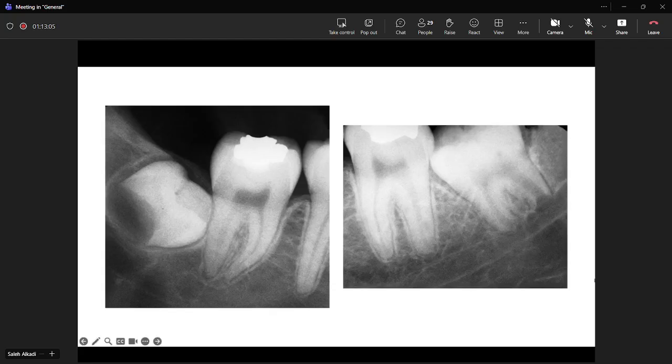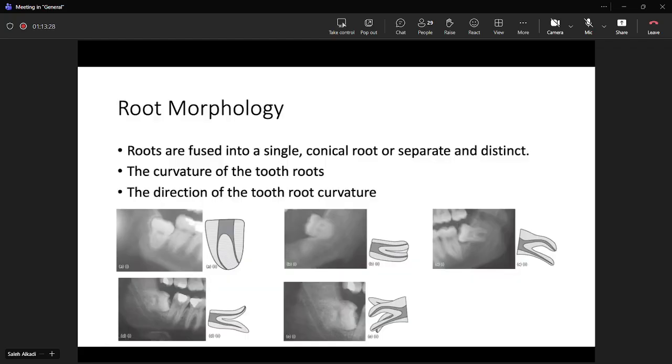Here is an example. If you look at the left-hand side, you can see this is less than 1/3 root formation completion. So this is not advisable to extract. While here, if you look at the right-hand side, this is around 1/3, but not 2/3 completed root formation. So this creates a favorable extraction if you remove this tooth.